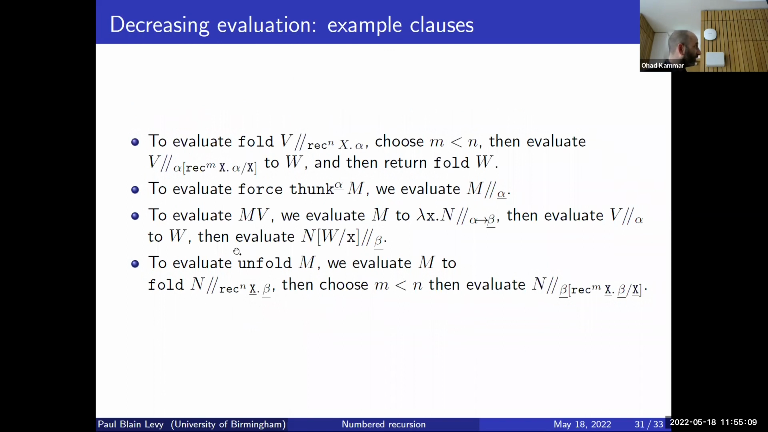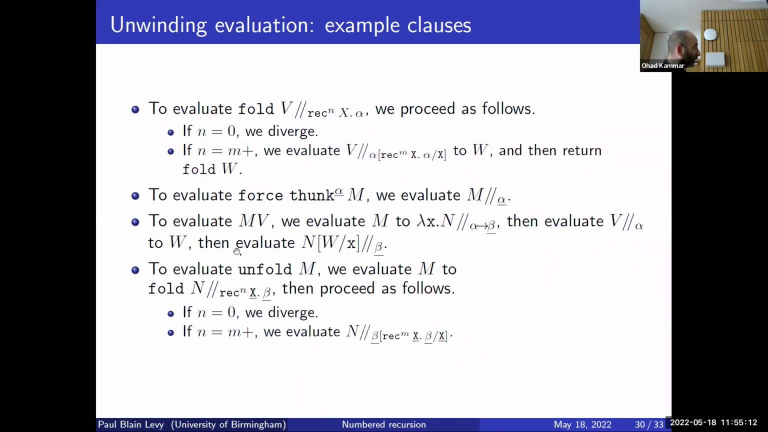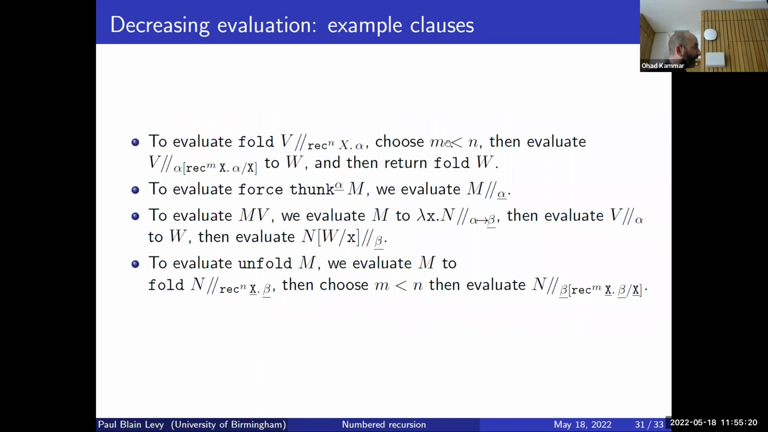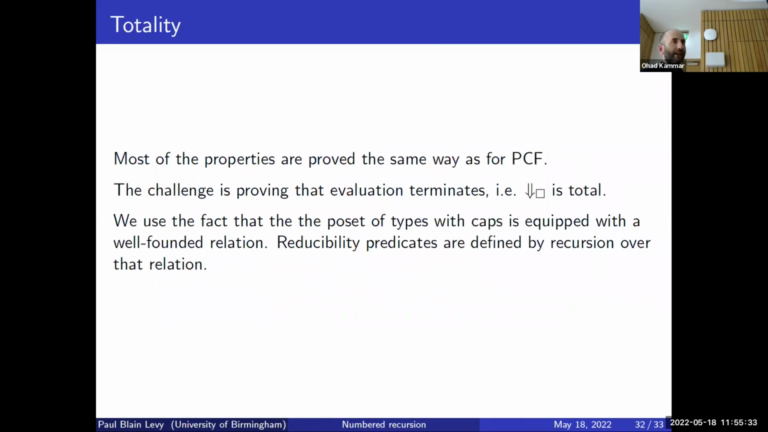For the decreasing interpreter, I'm going to show you the corresponding clauses. All we've done is take these two clauses and replace the unwinding with decreasing. At this stage, we just choose m less than n and carry on. So we systematically change the unwinding to decreasing by replacing the appropriate part. Pretty much the rest of the story is the same as for PCF. There are a few extra statements you can make, for example, if you have a value and you evaluate it with an alpha, but they're all straightforward.